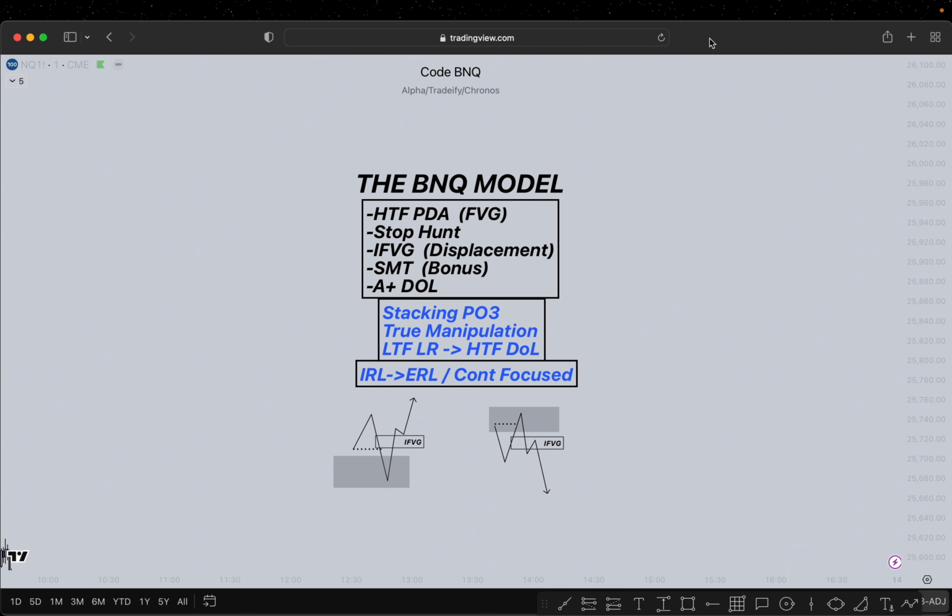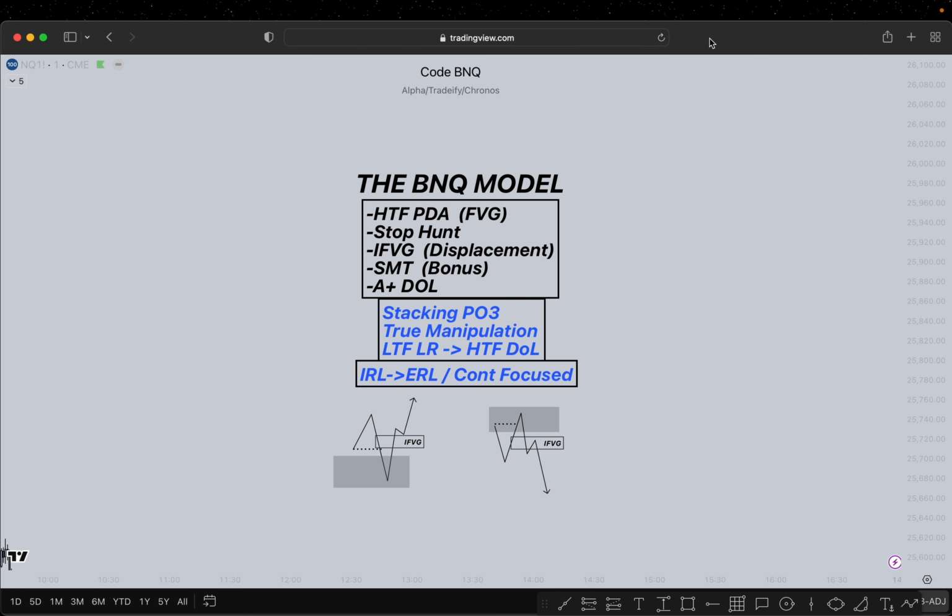So the first aspect of my model is the high time frame PDA, the high time frame price delivery array. And I'll nearly always use a fair value gap. Now, I'm not really going to be clarifying any concepts here. You can check out my channel for that. So I'm not going to be explaining what a fair value gap is.